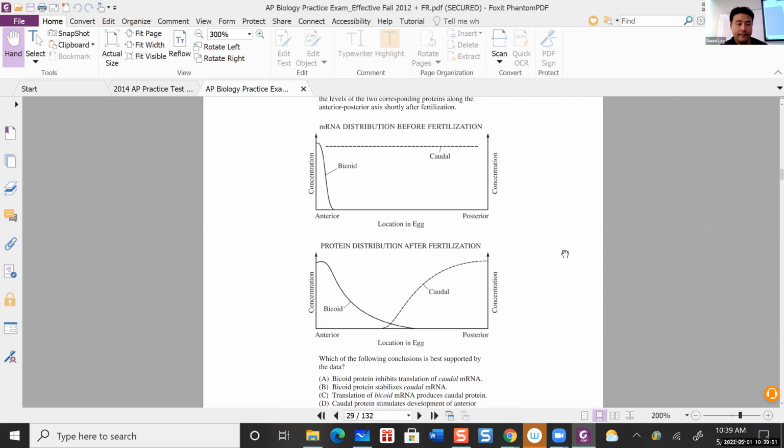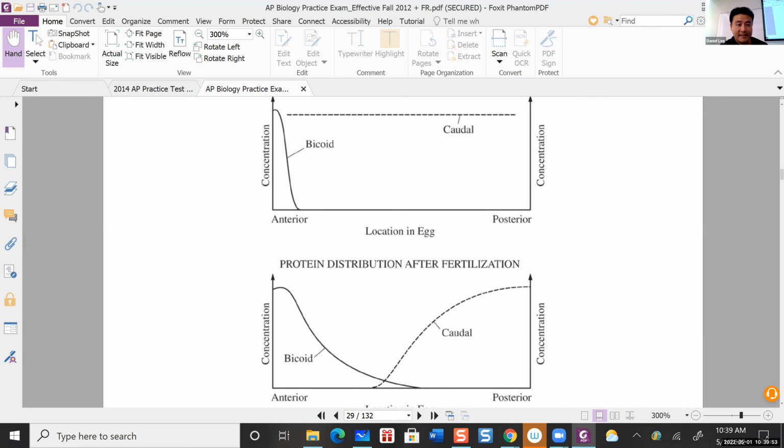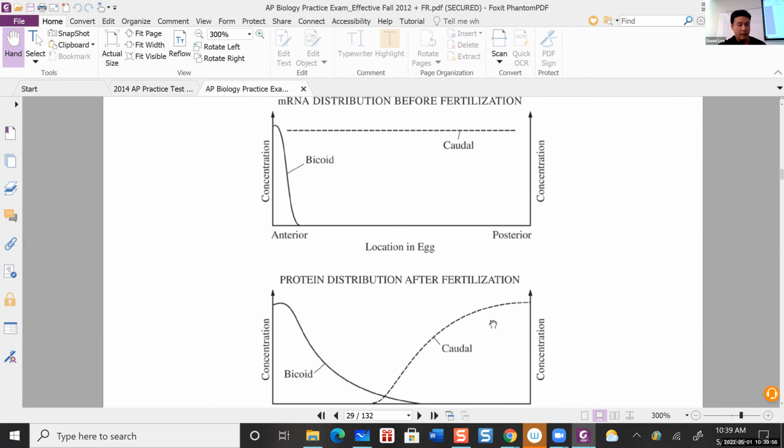What's the difference? You can see the left side is the anterior and the right side is the posterior. Immediately after fertilization, you have a zygote, an embryo, a baby maggot that wants to grow. To develop the head, you'll need the bicoid protein. Well, I shouldn't say that. Let me say it again. This is the mRNA, this is the protein distribution.